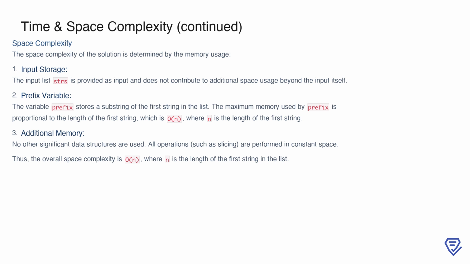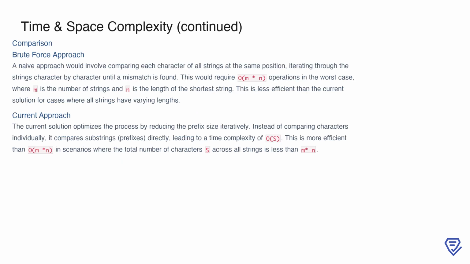prefix variable. To put this into perspective, let's compare the current approach with a brute force method. In a naive solution, we would compare each character of all the strings at the same position, iterating through all the strings character by character until we find a mismatch. This brute force approach would require O(m*n) operations in the worst case, where m is the number of strings and n is the length of the shortest string.